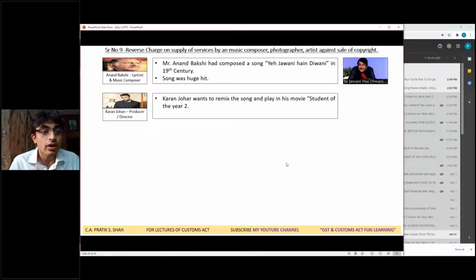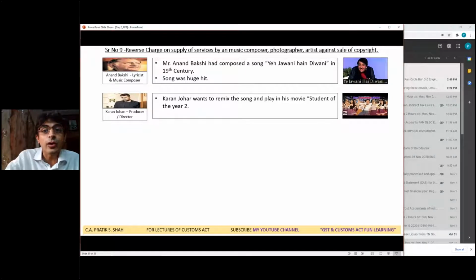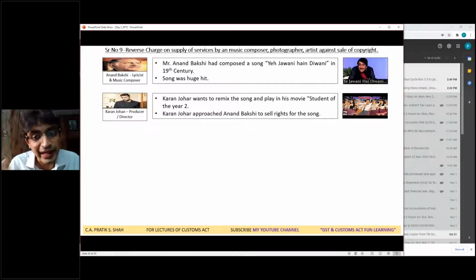Karan Johar was a big fan of this song, so he wants to use the same song in the movie Student of the Year 2. He approached Anand Bakshi ji to sell the rights for the song.